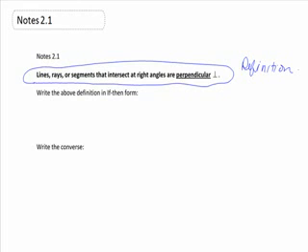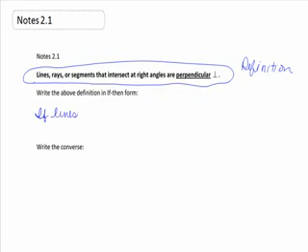As you're writing the definition, think about how we're going to integrate this into a proof, knowing that if we use a definition as a reason in a proof, we will have to write it in if-then form. So how could we turn this definition into an if-then, a conditional statement? Yes, Marissa? If lines, rays, or segments intersect at right angles, then they are perpendicular. Perfect. So let's write that down.